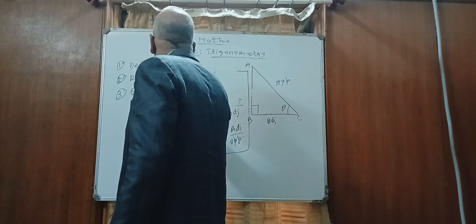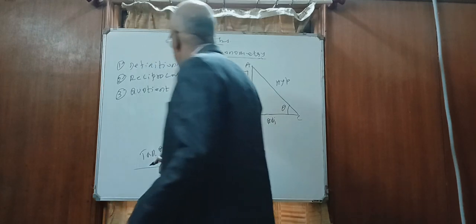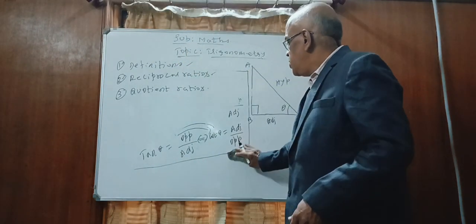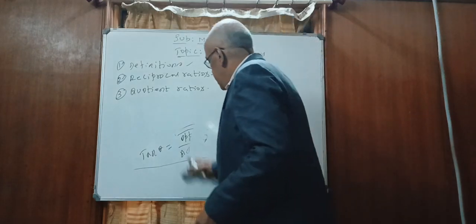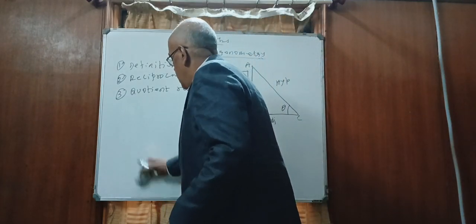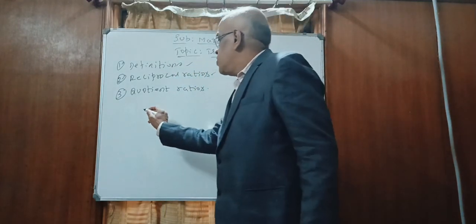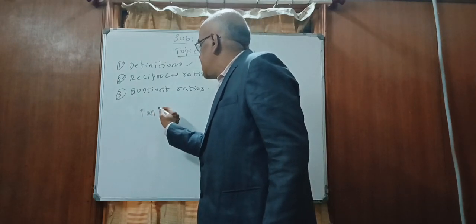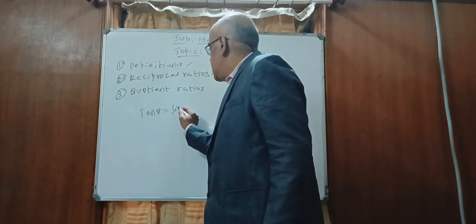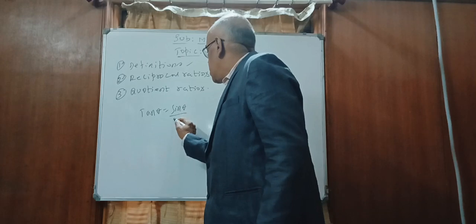Quotient ratios. What is a quotient ratio? It's again a small topic. Tan theta is equal to sin theta by cos theta.